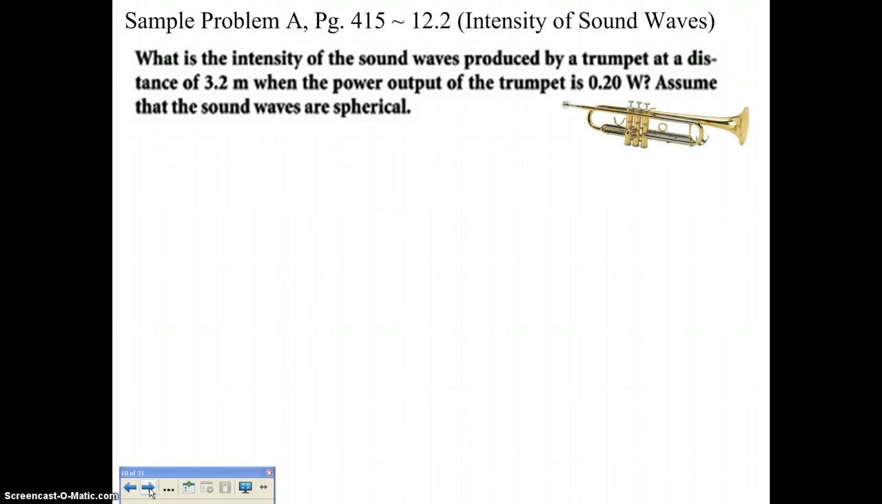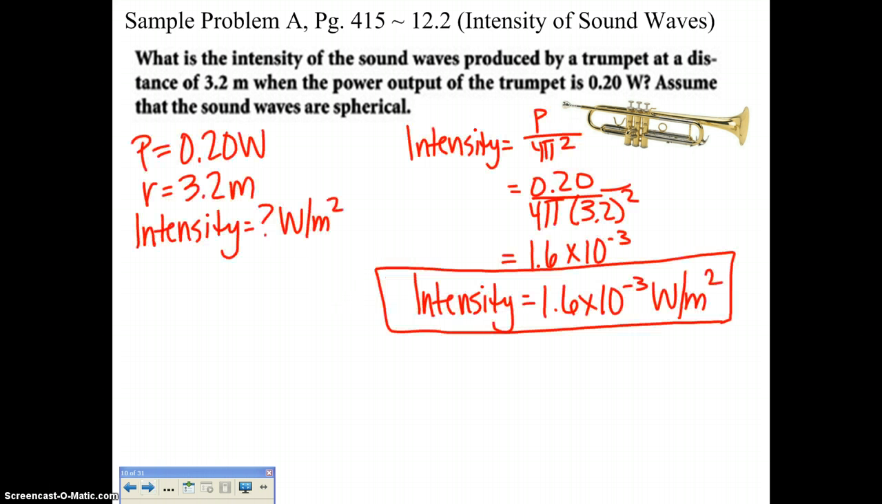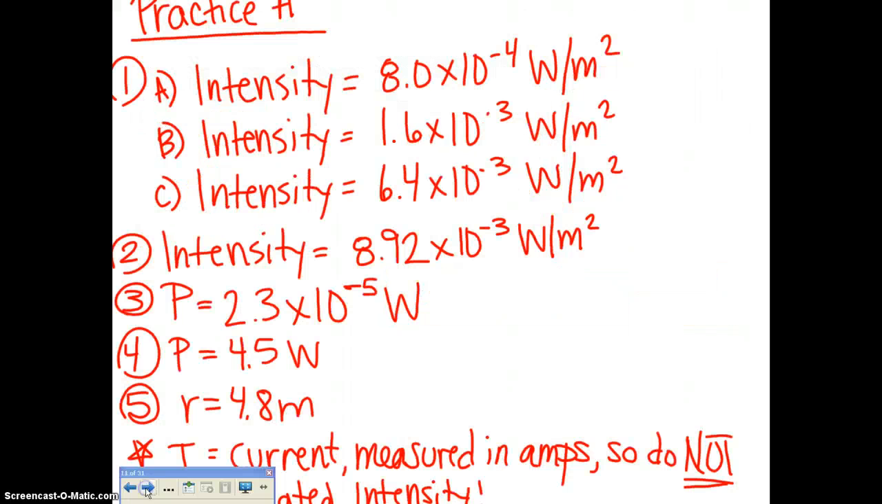From your sample problem, use your intensity equation to get 0.20 divided by 4 pi times 3.2 squared. Filling this in, your intensity will give you 1.6 times 10 to the negative third. You want 2 sig figs, so 1.6 times 10 to the negative third watts per meter squared.